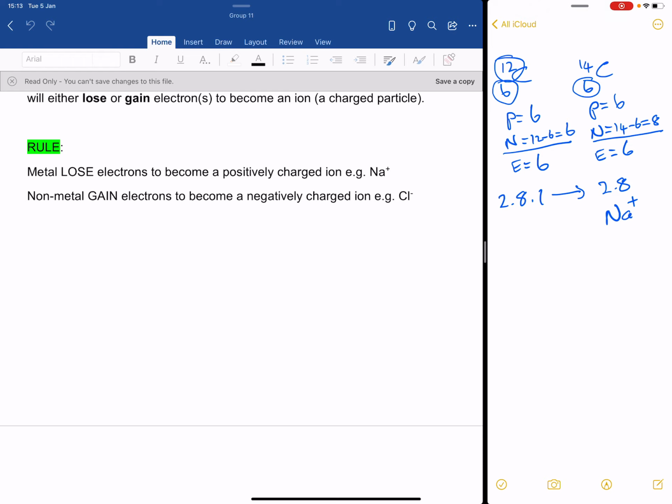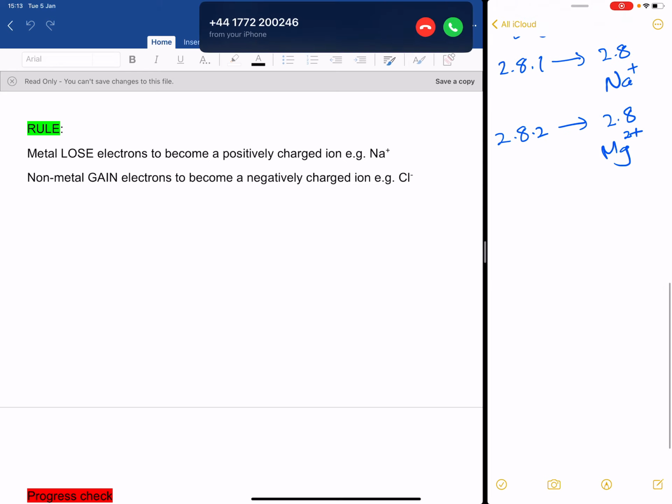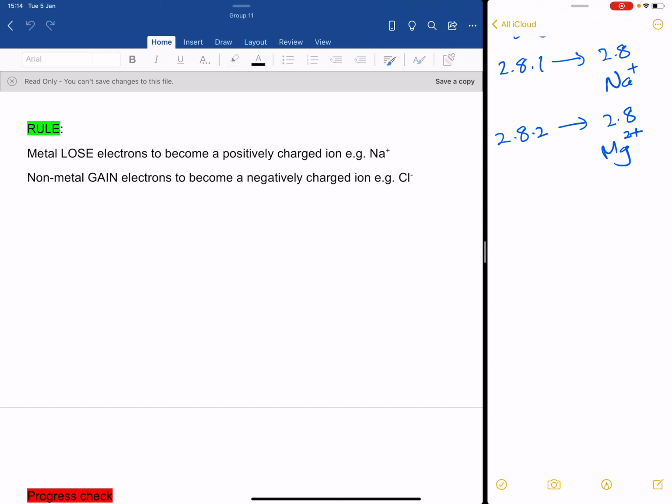Whereas if we look at magnesium, atomic number 12, its electronic configuration is 2,8,2. In this case, it will lose 2 electrons to become 2,8, and because it's lost 2 electrons, it'll be 2 plus. And it's the opposite with non-metals. Non-metals will gain electrons to become negatively charged ions.